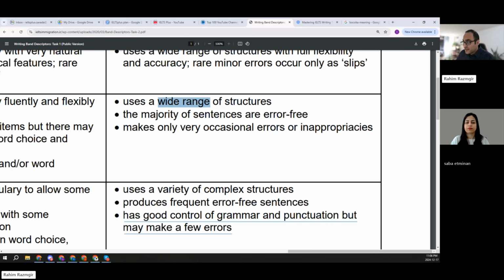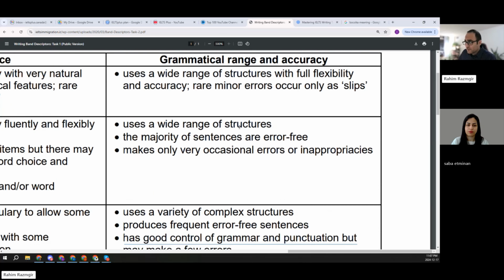The majority of sentences are error-free. So again, it's not frequently error-free. It's majority of them are going to be error-free. So maybe you have just one or two, maybe a few mistakes, and you make only very occasional errors or inappropriacies. So for example, in punctuation or some other aspects of the sentences.